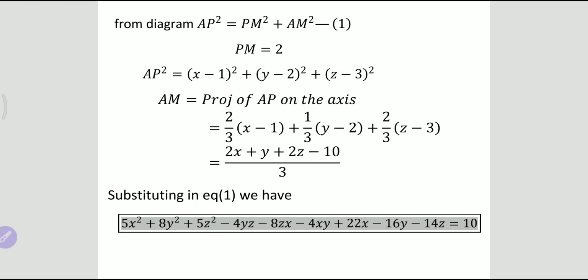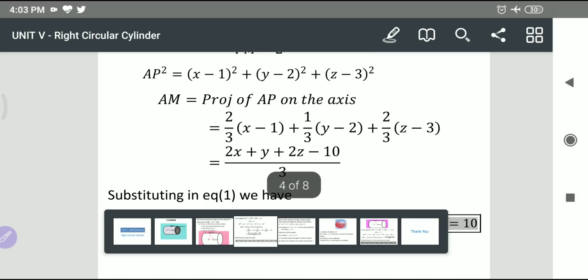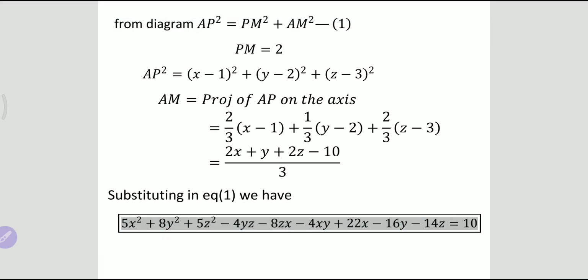The problem is very simple. What you have to concentrate on? You have to concentrate on that triangle. Okay, and in that triangle try to find out all the three sides, AP, PM and AM. AP by using Pythagoras theorem, PM is the radius of the cylinder, and MA is by using the projection formula. Now once you have all these three, put it in the Pythagoras theorem, you will get the equation. I hope you are getting this problem.